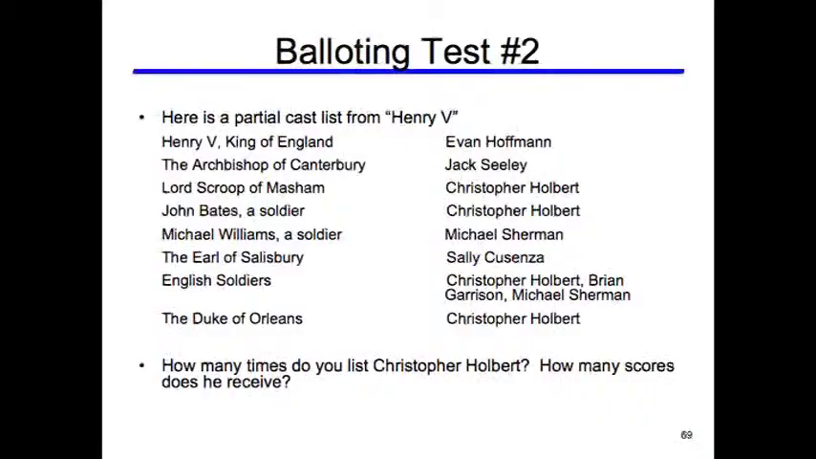Together, score them together. The real dog was left off of your ballot. The person playing the dog was put on. All right, a little harder to do. Here's a partial cast from Henry V. How many times did you list Christopher Holbert, and how many scores does he receive?